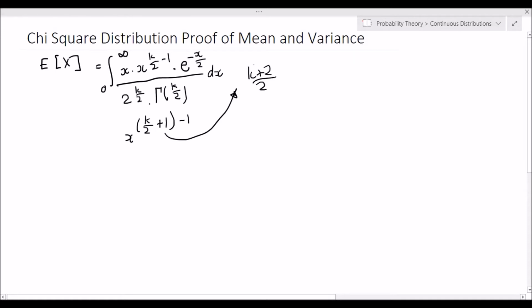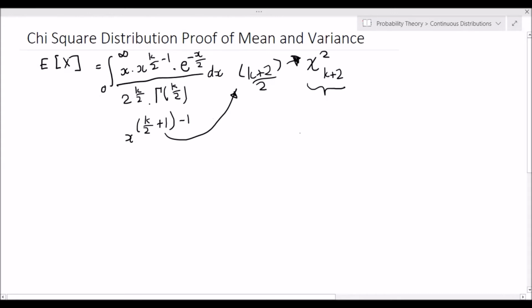which suggests that we want to go find the PDF of a chi-square distributed random variable with k plus 2 degrees of freedom. So that necessitates us to transform this integral into some constant multiplied by the PDF of a chi-square distribution with k plus 2 degrees of freedom.